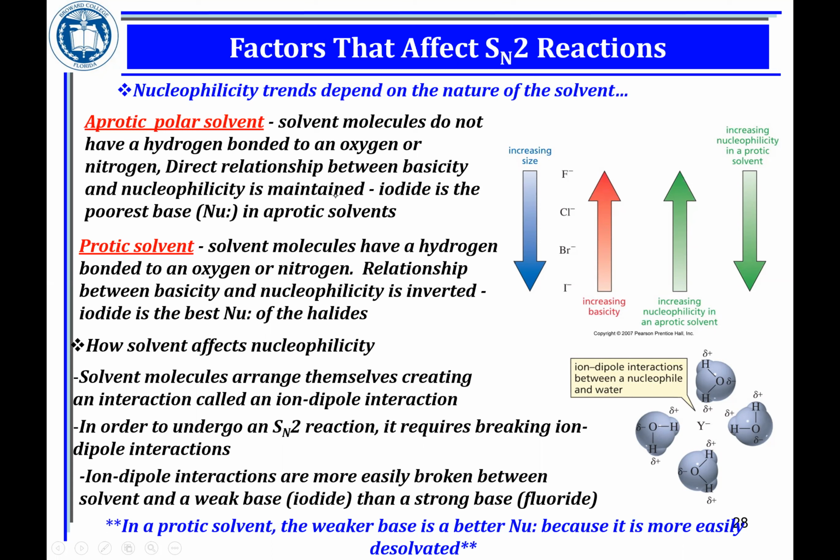But if you look at acetone, acetone is polar because you have the CO bond that is polarized here. You have a negative and positive side to the molecule, but it is aprotic. So aprotic polar solvents are good for SN2 type reactions. So like very specific cases, in a protic solvent, the weaker the base, the better nucleophile.